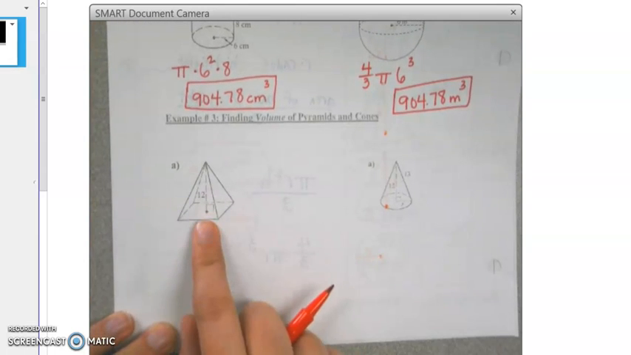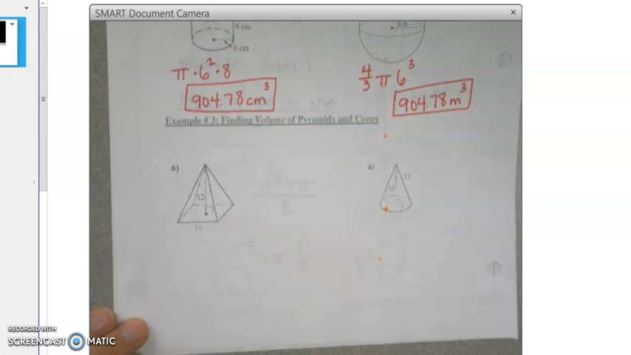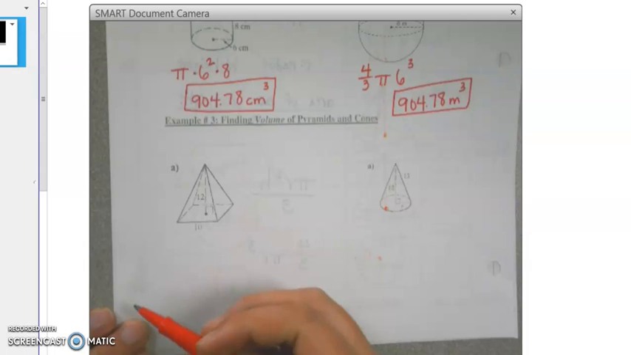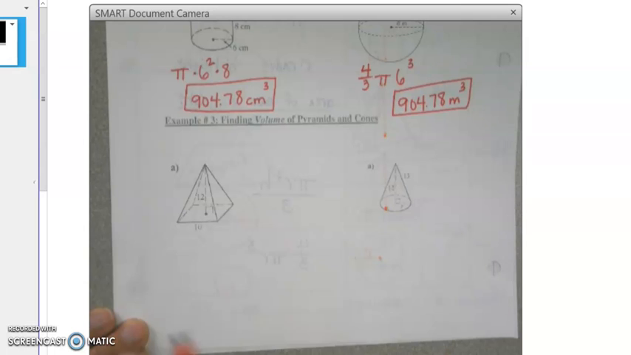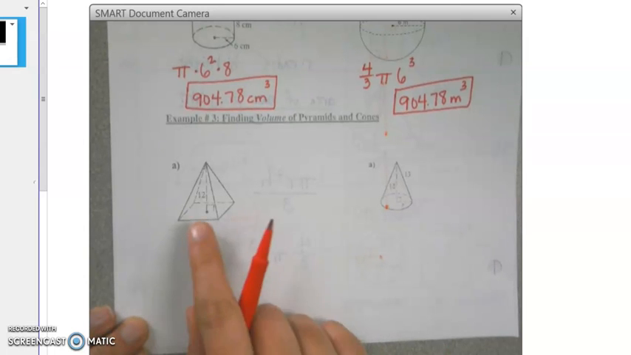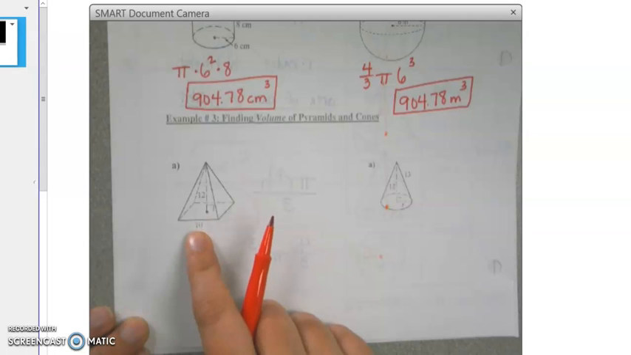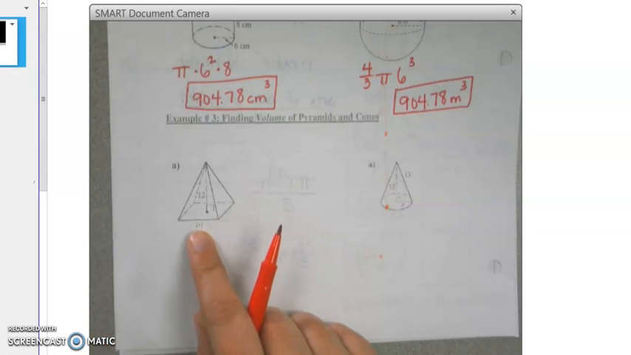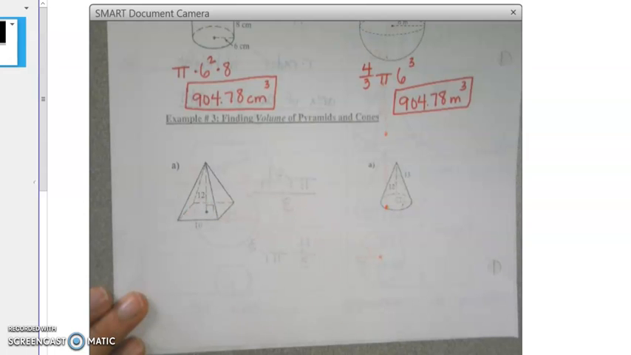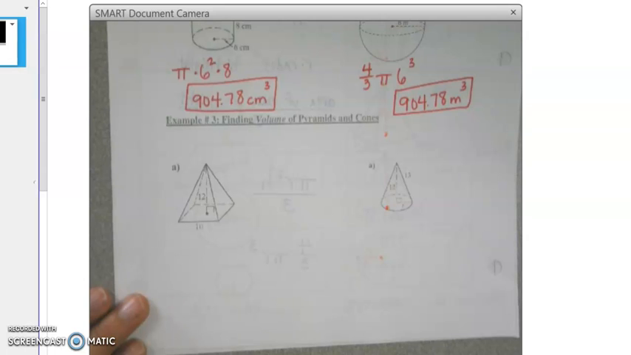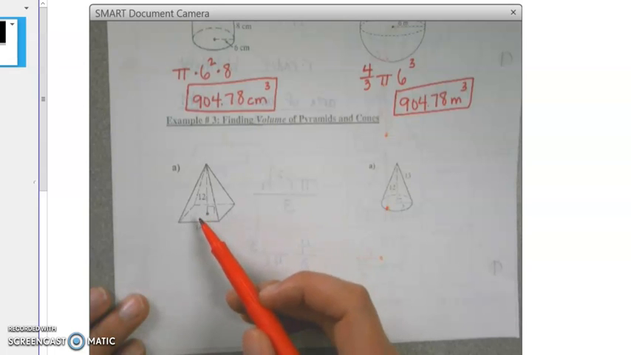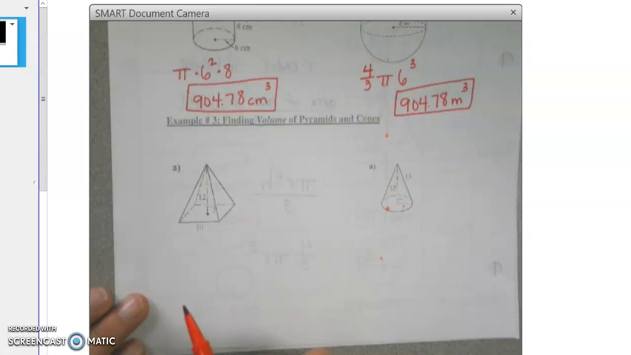Down here, we have a square pyramid. Just a heads up, guys, I didn't go over this in the last video. If you just see the word pyramid, so you don't see triangular pyramid or square pyramid or hexagonal pyramid, it is automatically a square pyramid. If it's not a square pyramid, they would have to say triangular pyramid, pentagonal pyramid, hexagonal pyramid, whatever. And remember, we talked about how rectangular pyramids do not exist.